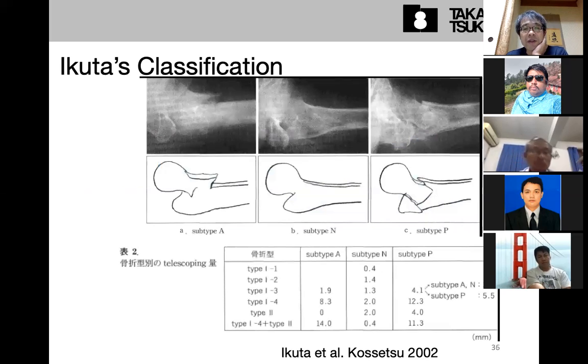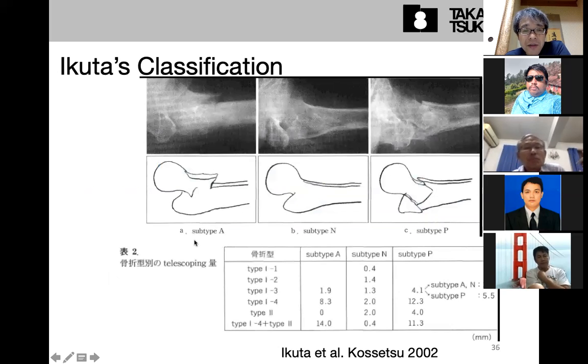Another Japanese surgeon proposed a classification system. He focused on the anterior edge, the anterior cortex of the proximal fragment on the lateral view.